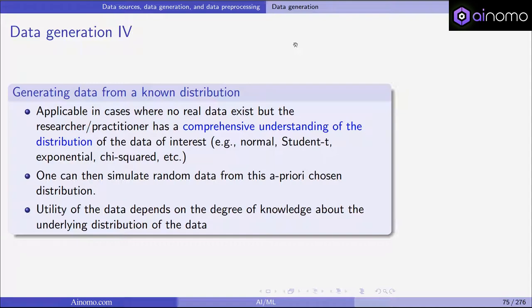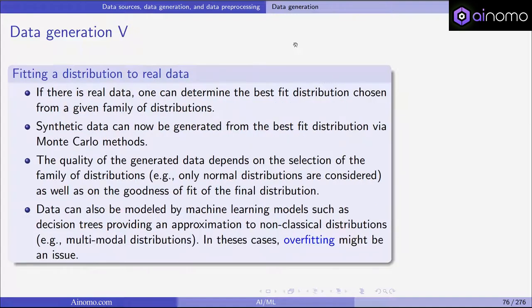And if we now take this to the real data, make an assumption, let's say on the parametric form of the distribution, but we still estimate the parameters. If we fit the distribution to the data, then we get the second method. So if we have real data, you can determine the best fit distribution chosen from a given parametric family of distributions. Usually it's parametric. And you can then generate synthetic data by a Monte Carlo simulation.